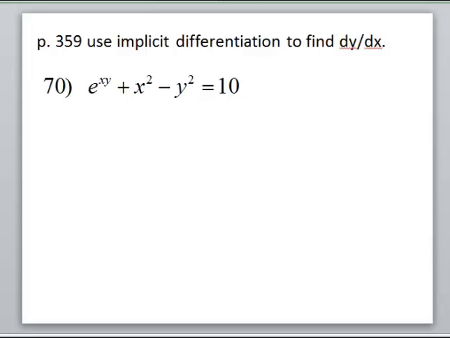So what I want you guys to recognize first is that the first term is an e to a power. So we're going to take the derivative of that, which is e to the xy. Now, we have to take the derivative of this part, and we need to recognize that this is the product rule. So I need to take first times the derivative of the second plus the second times the derivative of the first, which happens to be a 1.